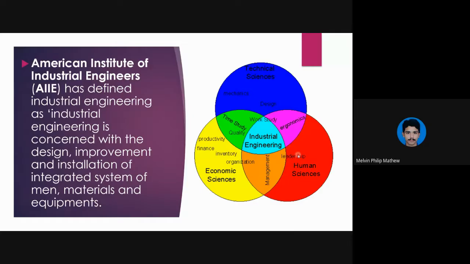In human sciences, we have leadership quality. So we have various hierarchies in human sciences. There are workers, then come supervisors.